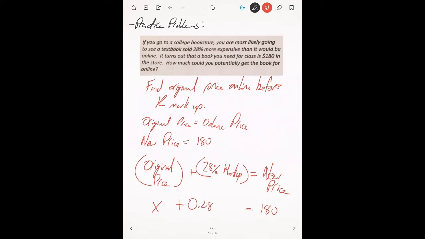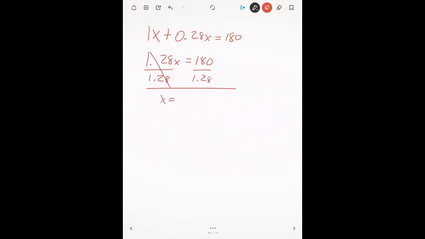So let's take 28% of the original price, so 0.28 times X. So that's our markup, and we're going to add it on to the original price. The equation is X plus 0.28X equals 180. And so if we combine like terms, remember there's an imaginary 1 out there, we get 1.28X equals 180. If we divide both sides by 1.28, we get X equals 140.625. That is the price that we're going to find it online.